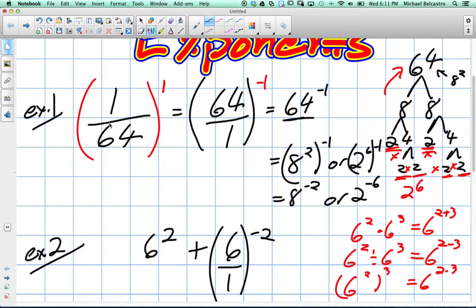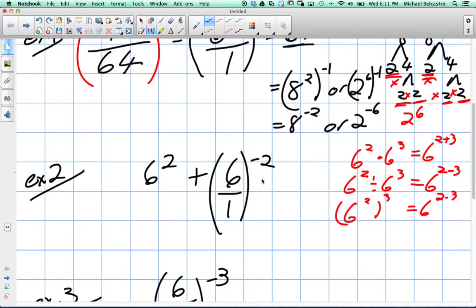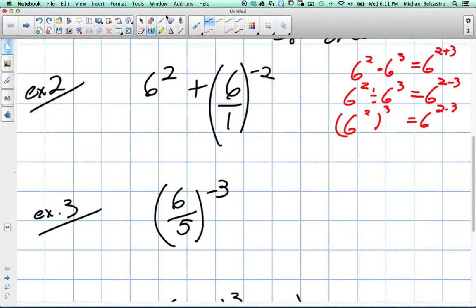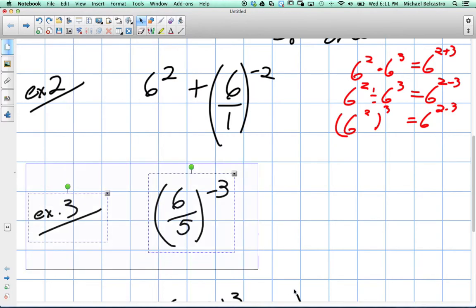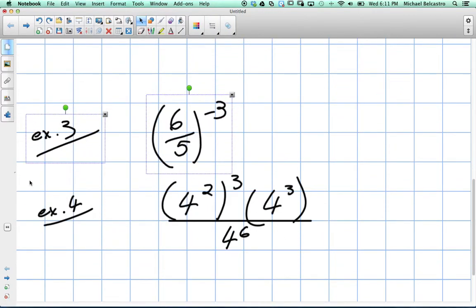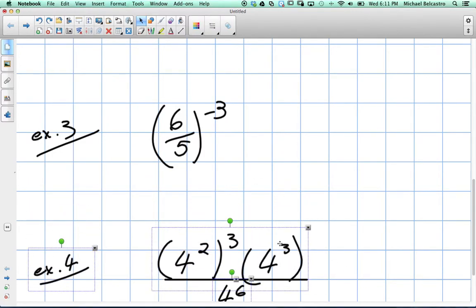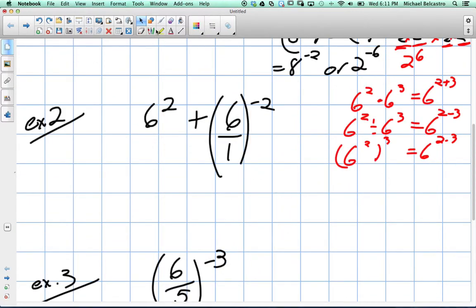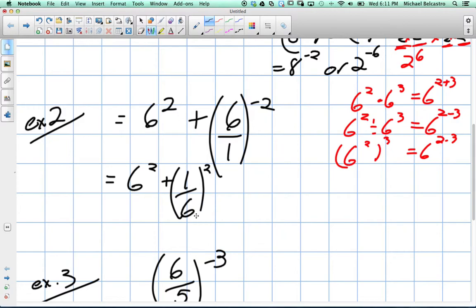What did we do over here with the 64? We reversed it. And that's how we would make this exponent positive in the long run. We would reverse it. Okay, so I'm just going to move this down so we have some room. We'll move this one down after so we have something else though. So we're going to flip that. So the question now reads 6 to the power of 2 plus 1 over 6 to the power of positive 2.